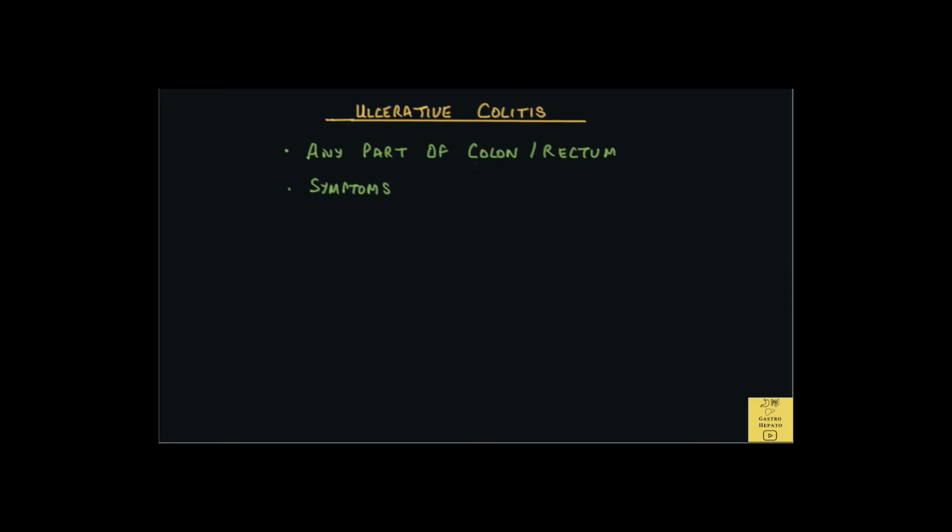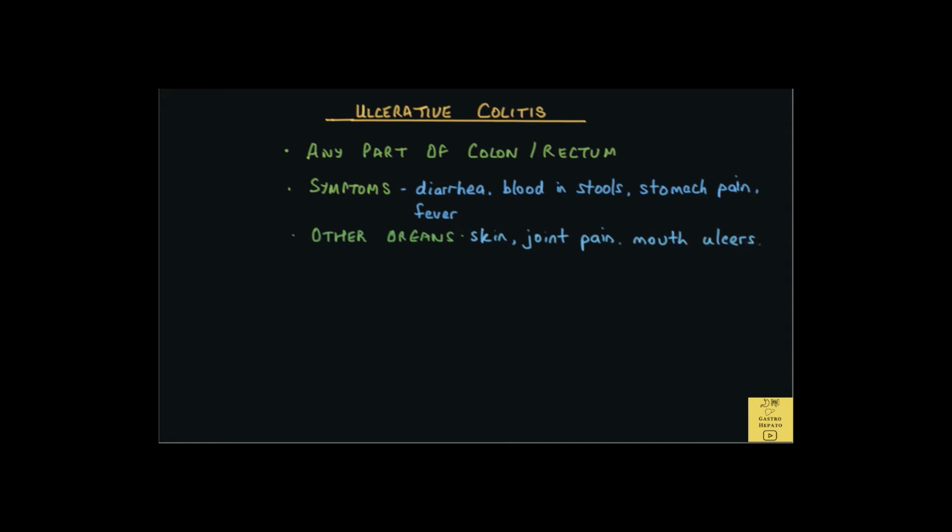Common symptoms are diarrhea, blood in stools, stomach pain, and fever. It can also cause disease outside the colon, like skin lesions, joint pain, mouth ulcers, red eyes, liver disease, and increased risk of blood clots.